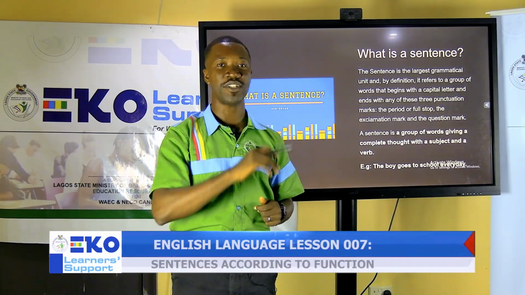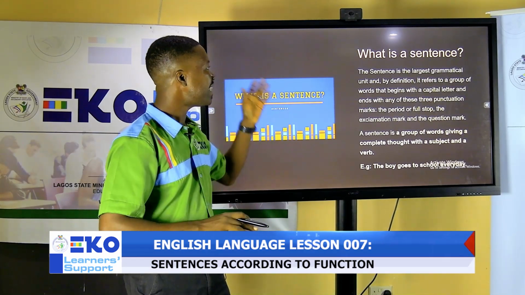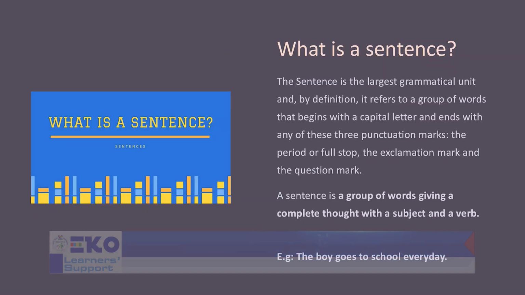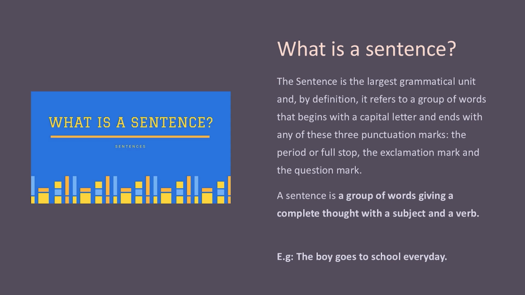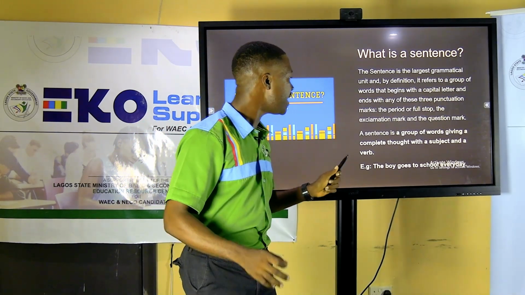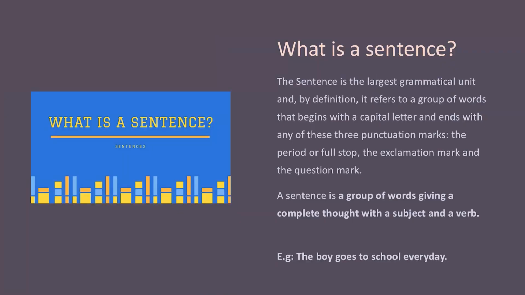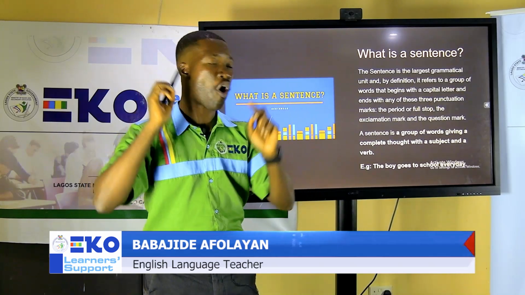The question is, what is a sentence? When we talk about a sentence, we say the sentence is the largest grammatical unit, and by definition, we are referring to a group of words that begin with a capital letter and end with any of the 3 punctuation marks, which is the period or full stop, the exclamation mark, and the question mark. We can also say that a sentence is a group of words giving a complete thought with a subject and a verb, meaning that every sentence must have a subject, it must also have a verb, and it must express a complete thought or idea.